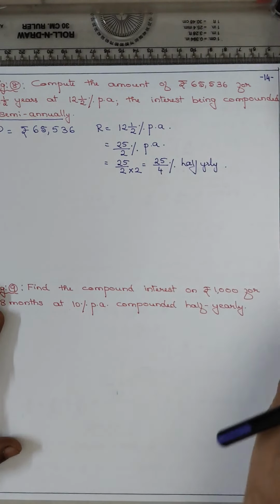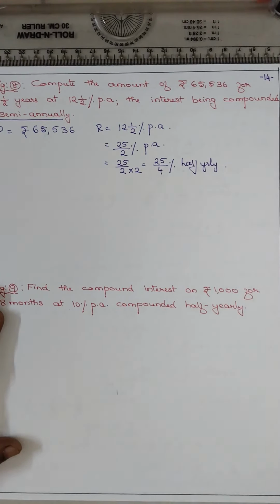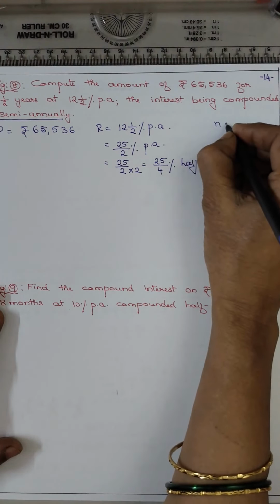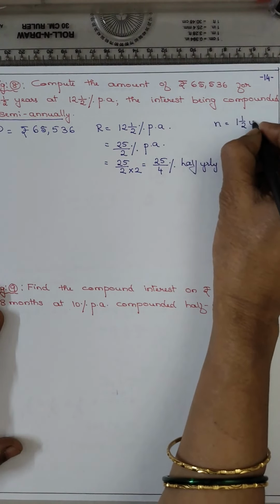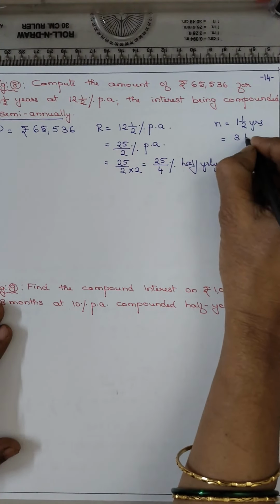Hope you understood. Denominator into 2. So already 2 is there, so 2 2s are 4. Now n is equal to 1.5 years. So how many half years? 3 half years.